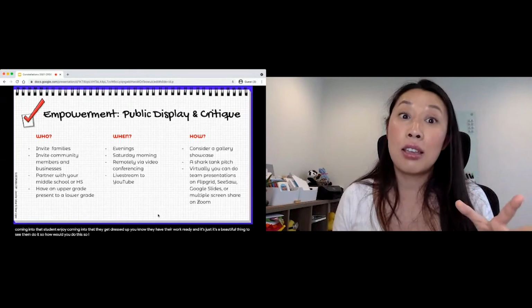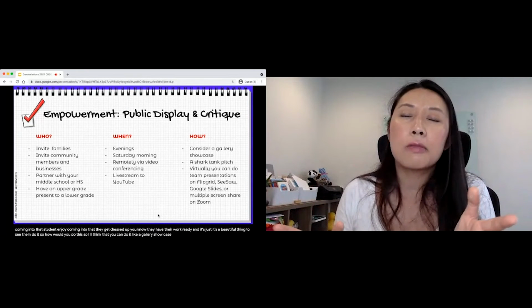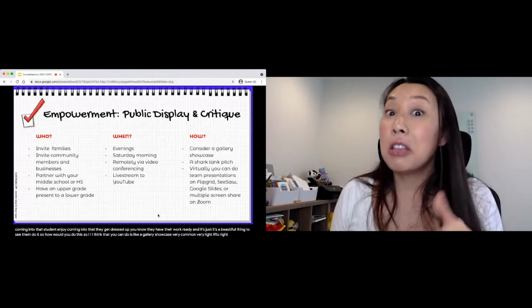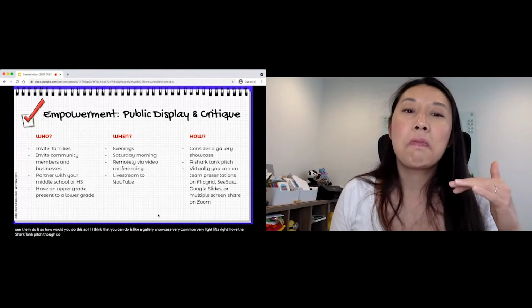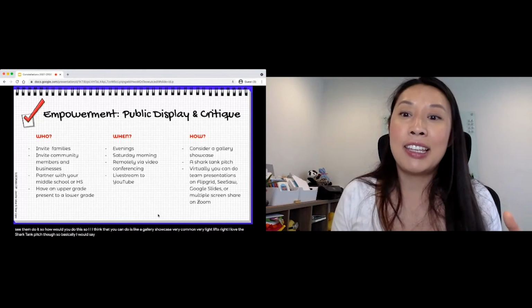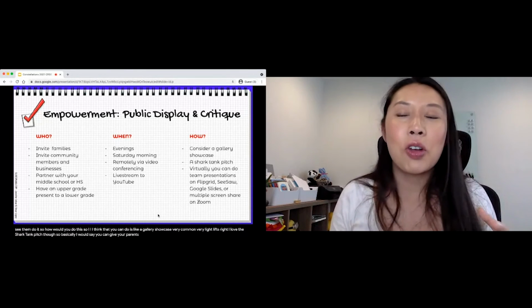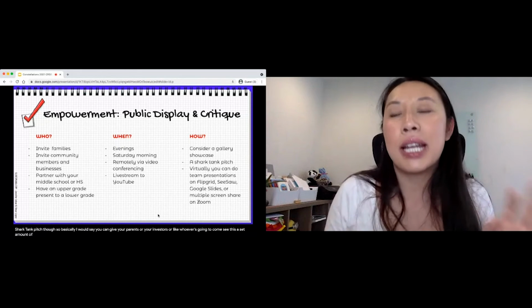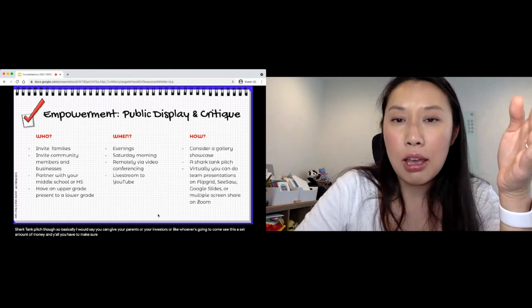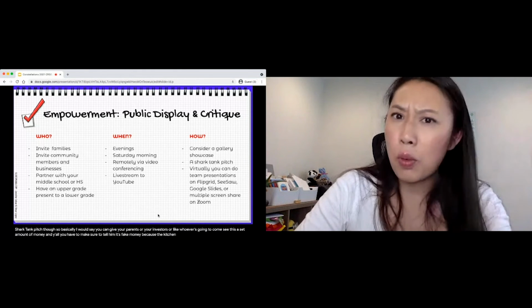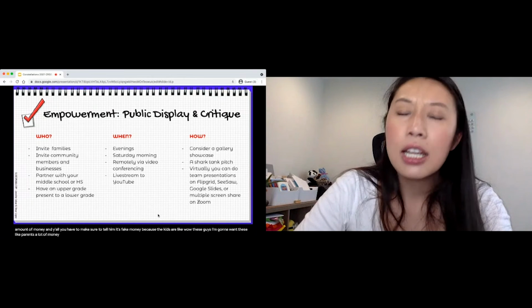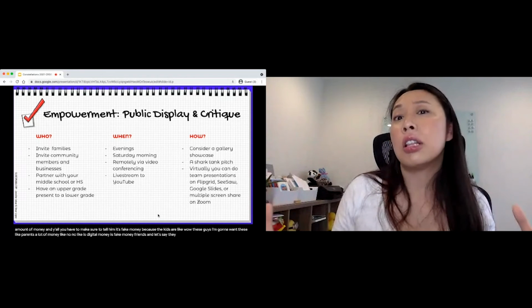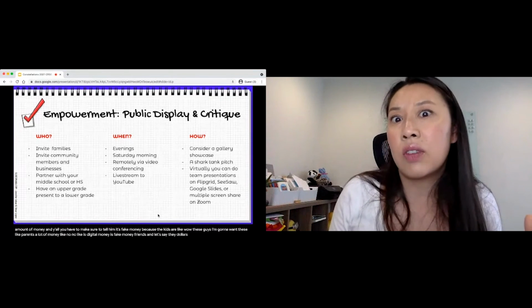I think you can do a gallery showcase, very common, very light lift. I love the Shark Tank pitch though. Basically, you can give your parents or your investors, or whoever's going to come see this, a set amount of money. And y'all, you have to make sure to tell them it's fake money, because the kids are like, wow, these parents have a lot of money. It's like, no, it's digital money. It's fake money, friends. And let's say they are all allotted $1,000 to invest.